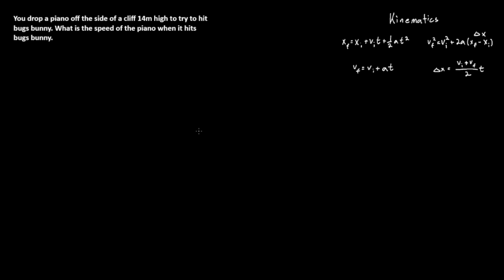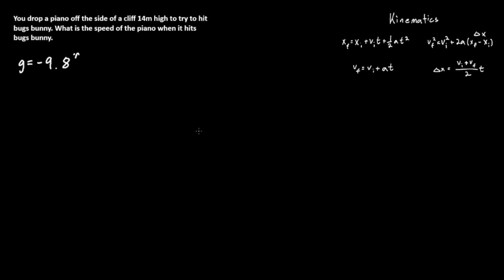You drop a piano off the side of a cliff 14 meters high to try to hit Bugs Bunny. What is the speed of the piano when it hit Bugs Bunny? There should be a question mark there, but don't worry about that. So, how do you approach this problem? Well, all objects, no matter how much they weigh, fall at the same speed. So we just need to worry about the acceleration of gravity in this case. We can already think about gravity since we're dropping something off a cliff.